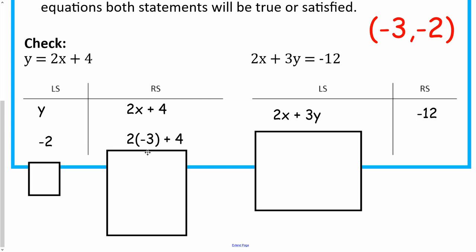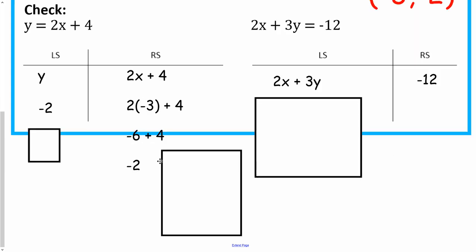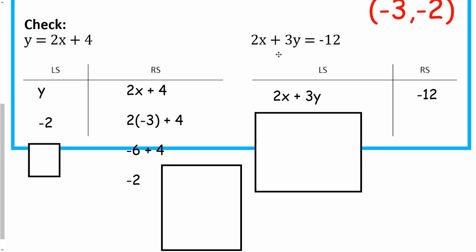So 2 times -3 is -6, plus 4 is in fact -2. Right? So the right side equals the left side. So that point definitely satisfies this equation. Let's see if it satisfies the other equation. So I've written out my equation again.